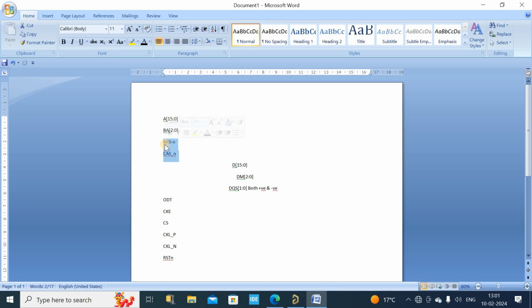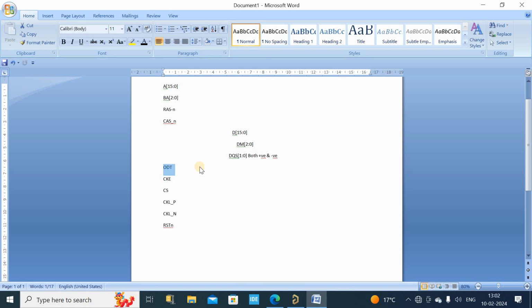And then we have two command signals, RAS and CAS. These two are active low signals and they are for selecting rows and columns of our DDR3 memory chips. Now, what are rows and columns? Each SDRAM memory is organized as a matrix with rows and columns. So for selecting those rows and columns, we've got these two command signals labeled RAS-N and CAS-N.